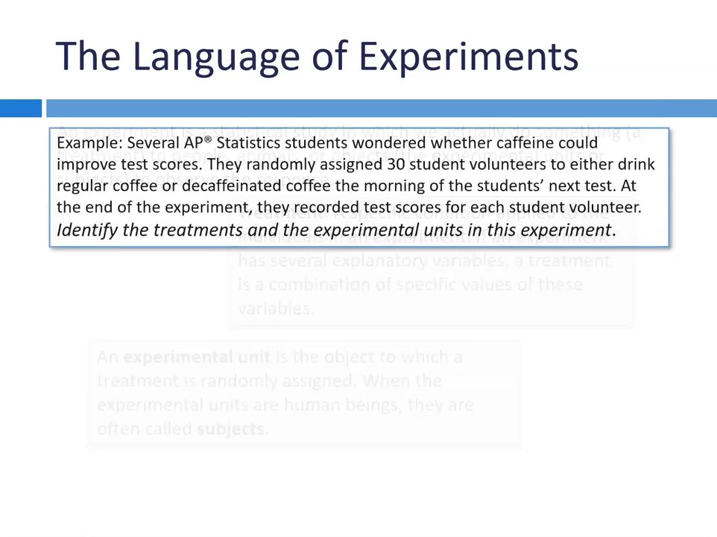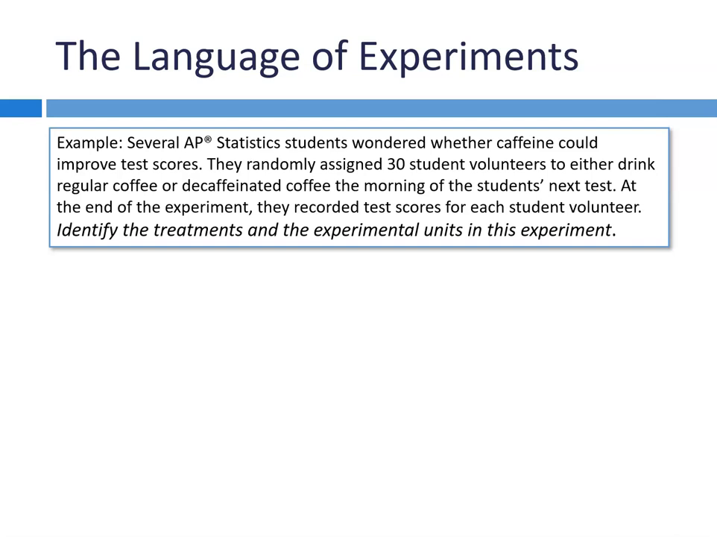Let's go through an example. Several AP Stats students wondered whether caffeine could improve test scores. They randomly assigned 30 student volunteers to either drink regular coffee or decaf coffee the morning of the student's next test. At the end of the experiment, they recorded test scores for each student volunteer.